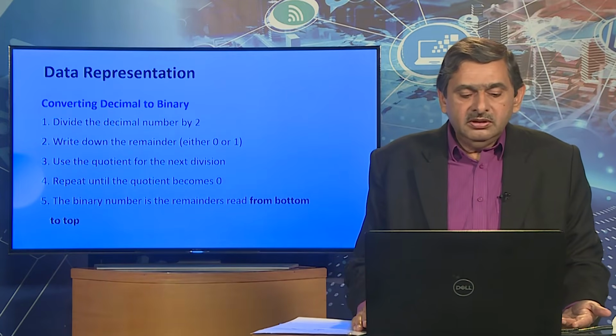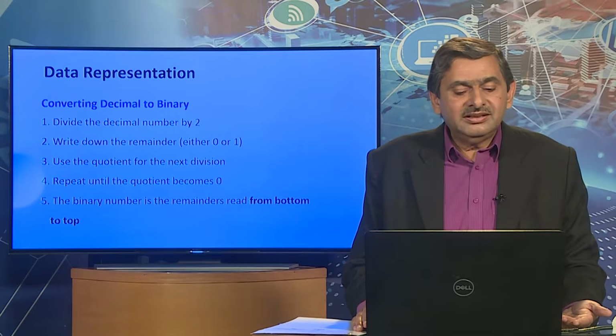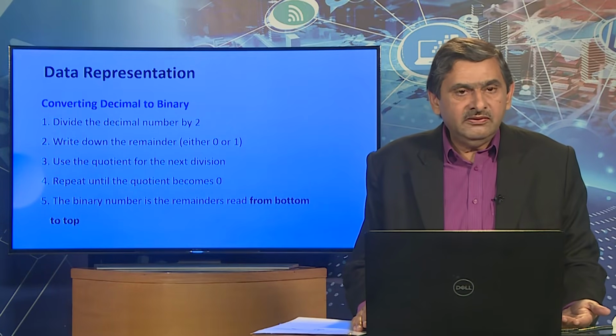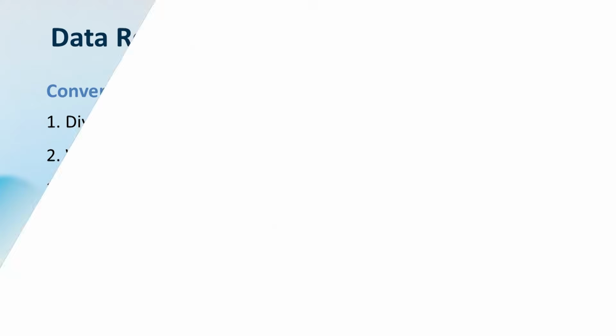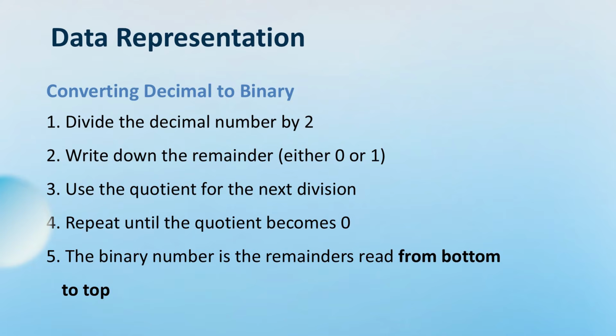Now, we will see some procedure regarding converting decimal to binary. There are 5 basic steps that we will discuss. Number 1, divide the decimal number by 2. If you are given a number, you have to divide it by 2. In second step, write down the remainder, which will be either 0 or 1.